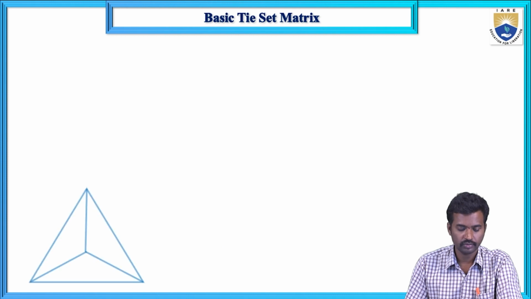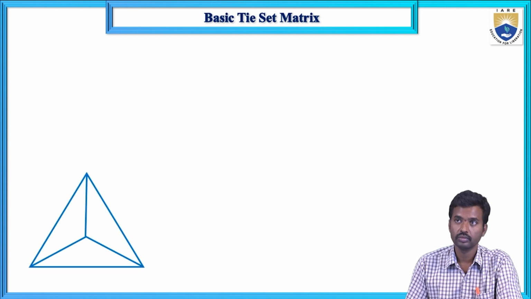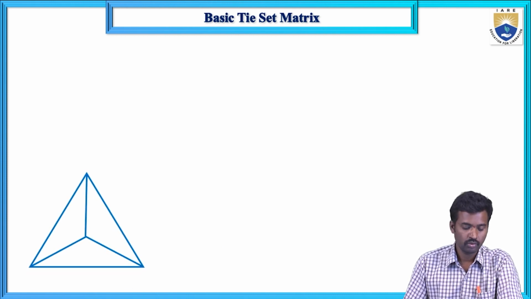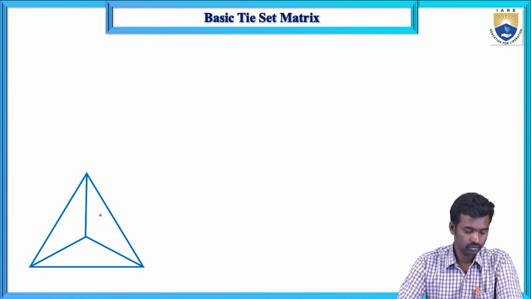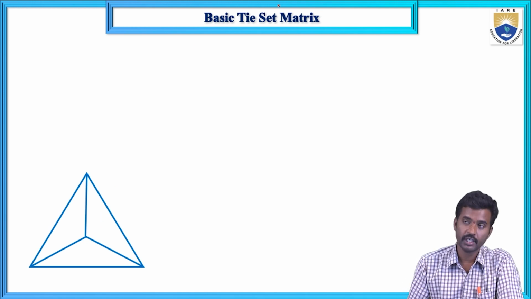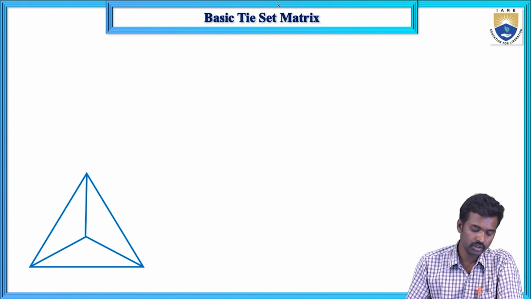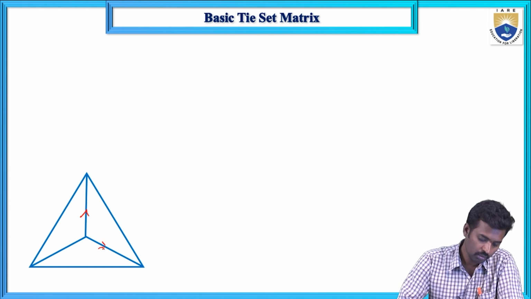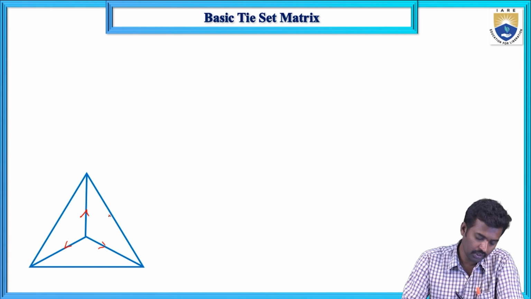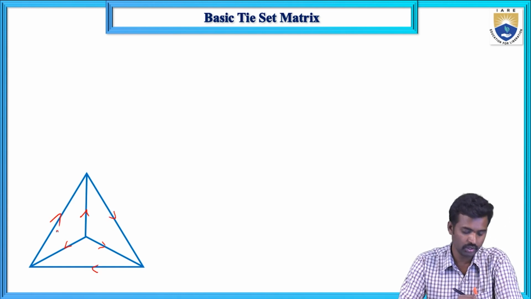And next, for this graph, determine the basic tie set matrix. So first, assign the orientation directions. So this one, and this one.